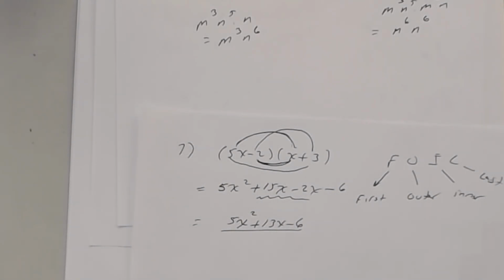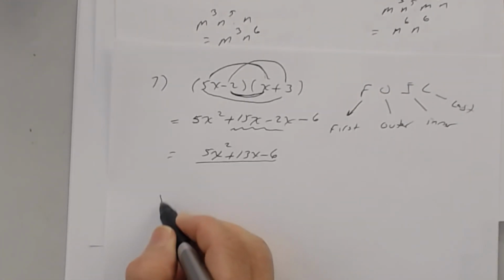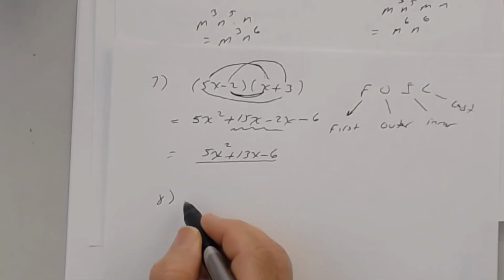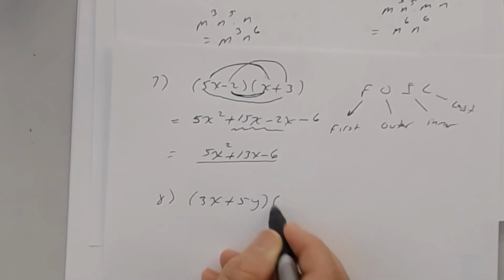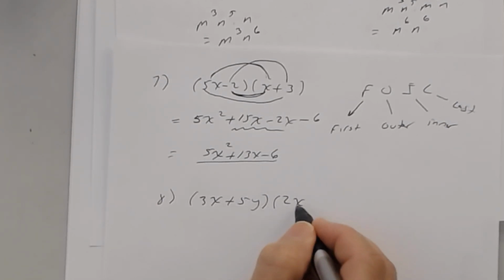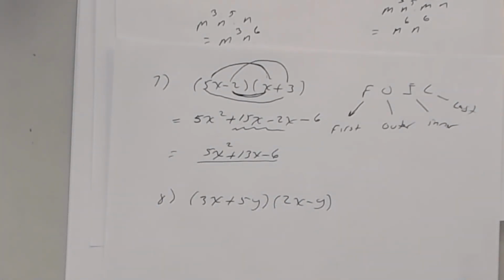All right, let's add 8. And 8, suppose you had this. Suppose in 8 you had 3x plus 5y times 2x minus y. So there will be instances in this course where when you factor, you're going to have 2 variables, just like you see here. All right. So let's do the FOIL method. I can use a FOIL. Why can I use a FOIL here? Because I'm multiplying 2 binomials.